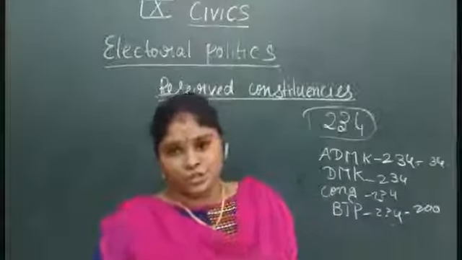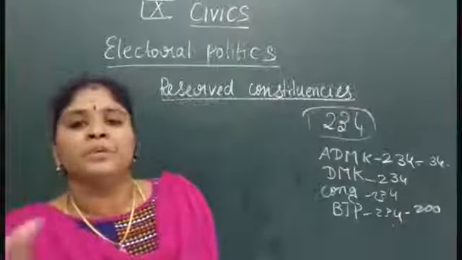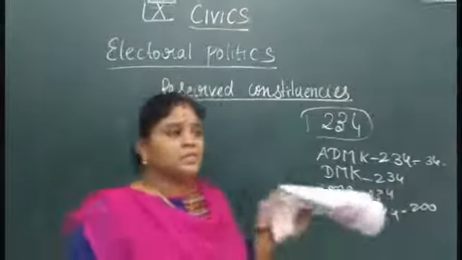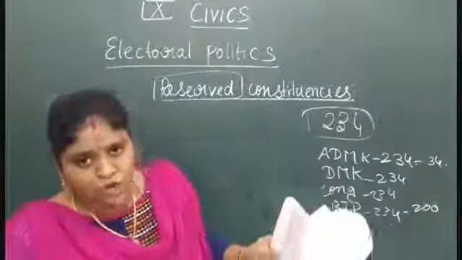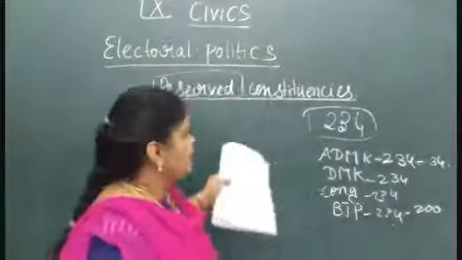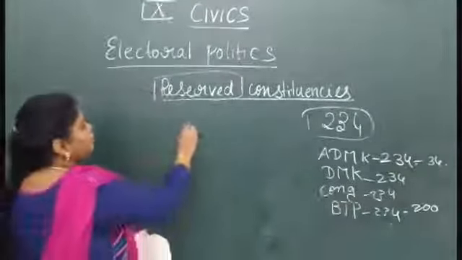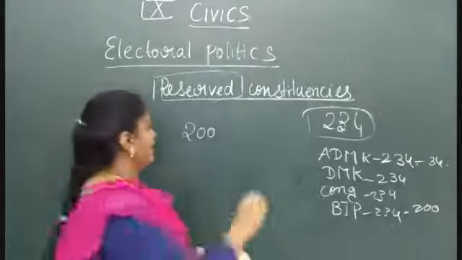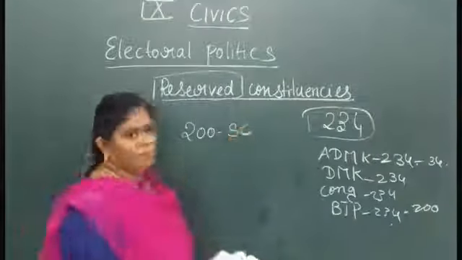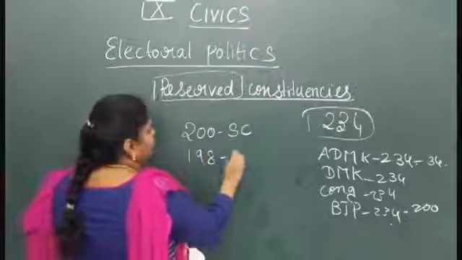In our constitution, we have reserved certain constituencies. Reserved constituencies means we have selected a few places or a few constituencies. For example, I explained the constituencies, right students? So in that, imagine constituency 200 is an SC, and 198 is an ST.